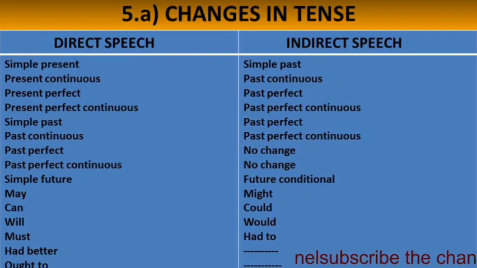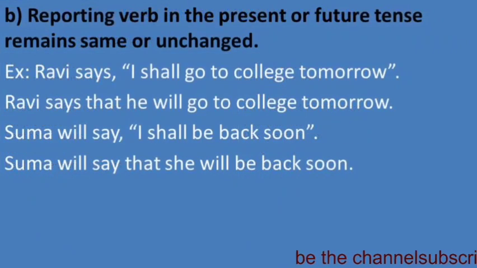Okay, then if the sentence is in past perfect tense, no changes. Past perfect continuous, no changes. Simple future, future conditional. May becomes might, can becomes could, will becomes would. And if it is there must, that becomes had to, and had better, ought to, used to. There is no change in these words. Then, reporting verb in the present or future tense remains same or unchanged.